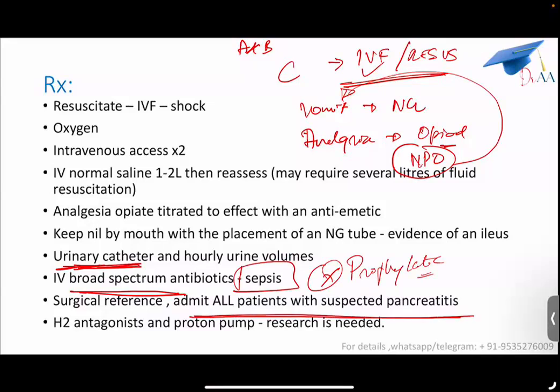Don't discharge anyone. The role of proton pump inhibitors or H2 antagonists is not clear. More research is required. As of now, we don't recommend giving omeprazole or pantoprazole or any drugs of that class. That is, proton pump inhibitors are not recommended in acute pancreatitis. The same thing holds good for H2 antagonists also, like ranitidine. There is no literature to support their helpfulness in an acute pancreatitis patient.